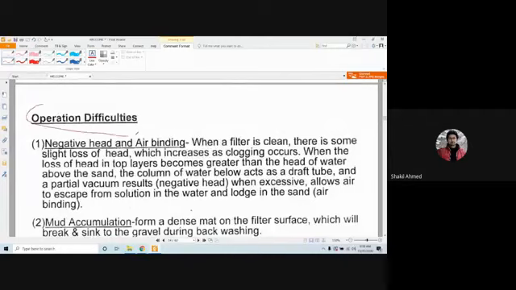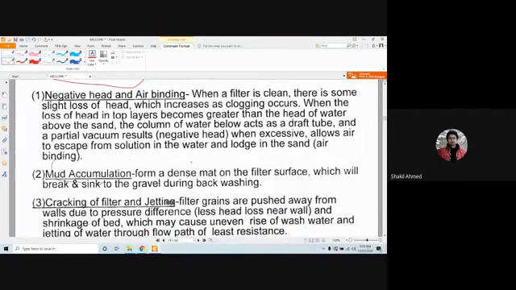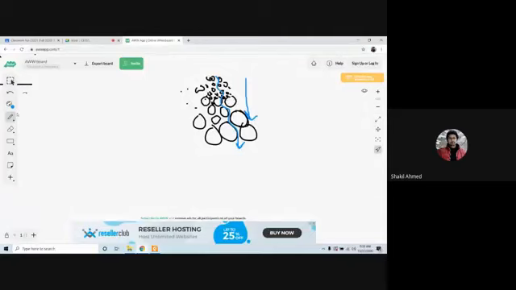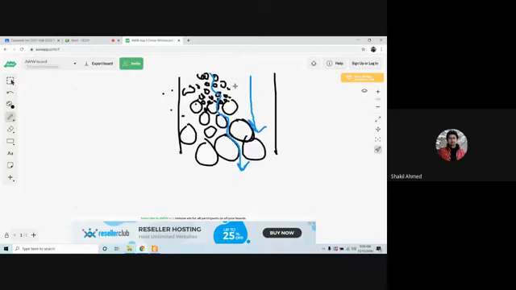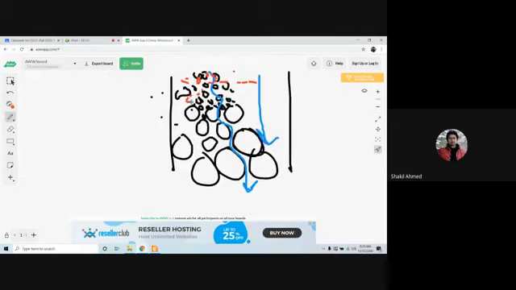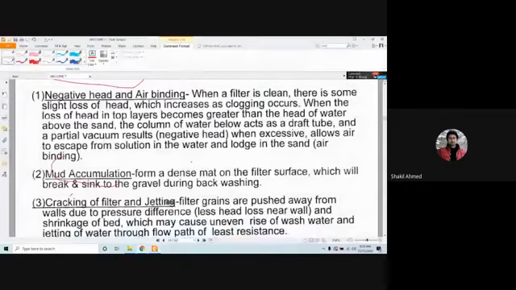Now operation difficulties. When you run a filter, there are some difficulties, some problems arising, like mud accumulation. You know, here you have mud, right? So this is the filter media. Here, since you have pollutants and particulate matter, they will accumulate at the pore spaces of the filter media, and that's why you have to clean them regularly, as I told you. Mud accumulation, cracking of filter, and jetting.